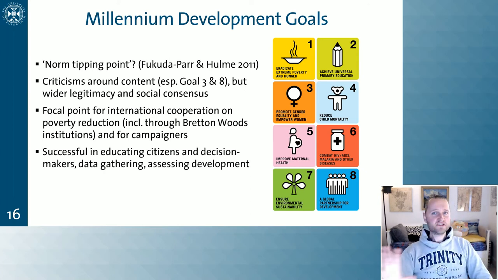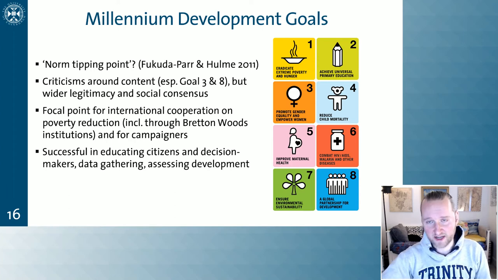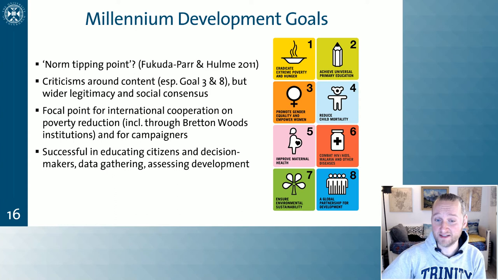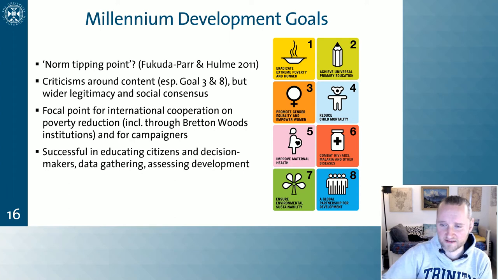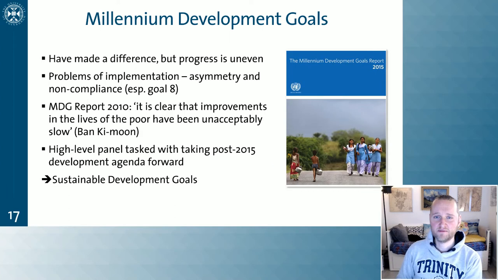And what this was really successful at was first in focusing efforts, but also in educating people about the scope of these problems, about the scale. It gathered a lot of data on these specific indicators, because of course, to know how far we've come, we need to know where we are. And it allowed us a fairly easy framework to assess how much progress we had made. So that was the Millennium Development Goals.